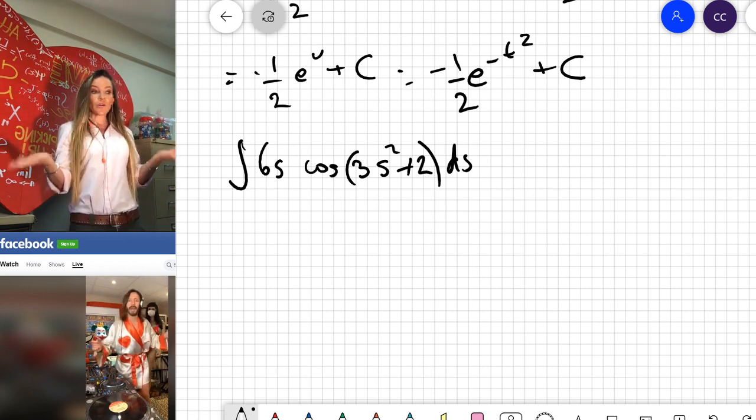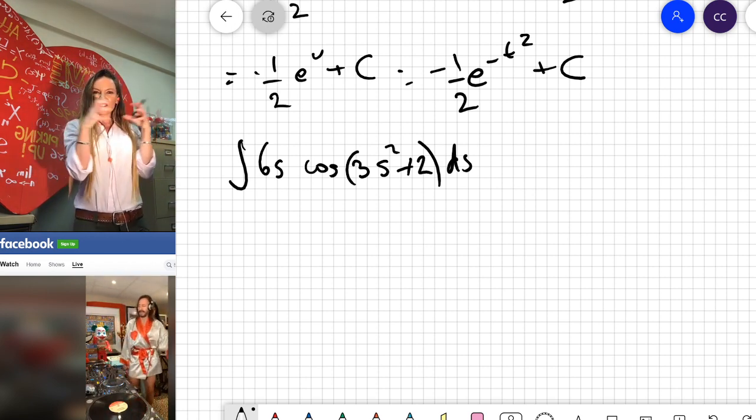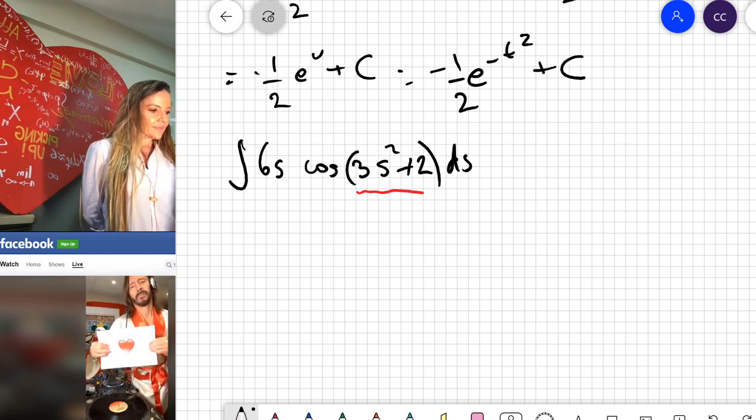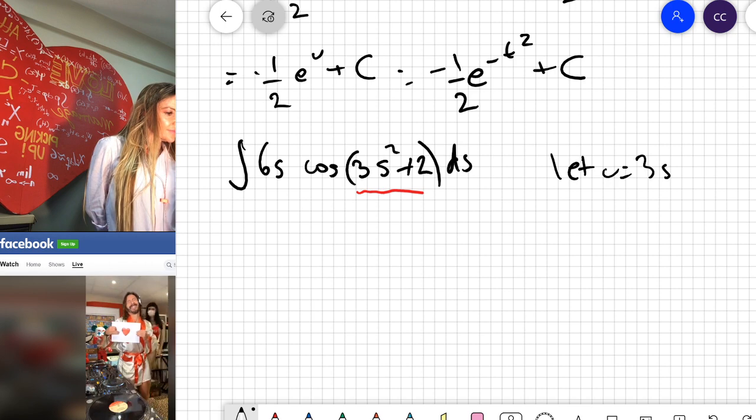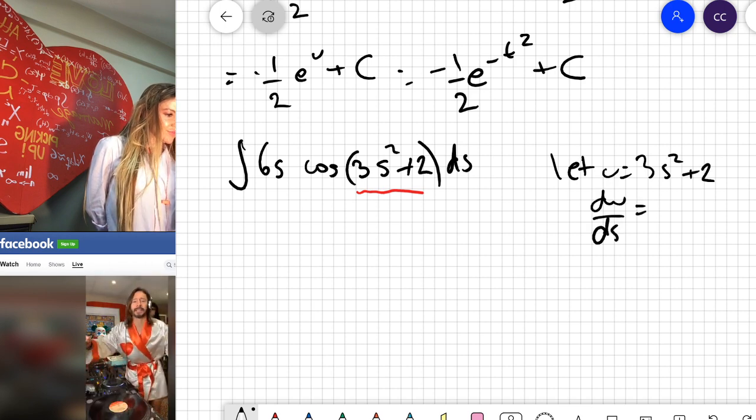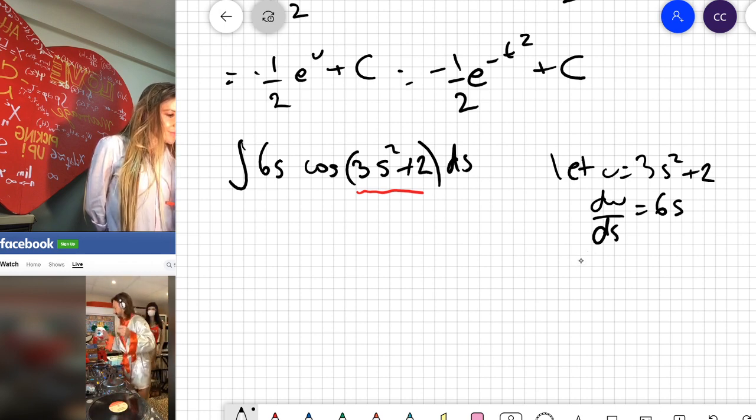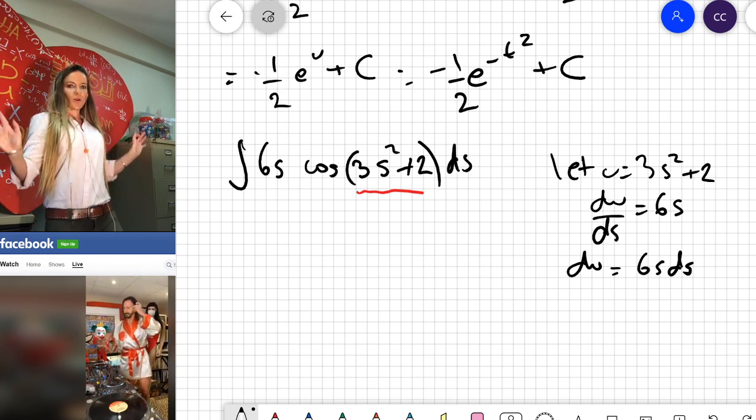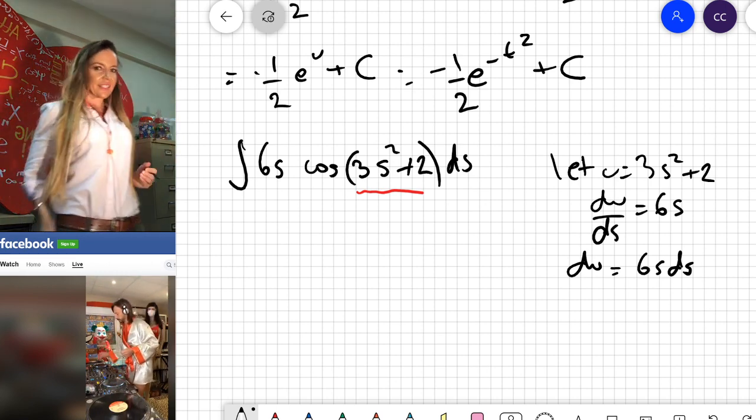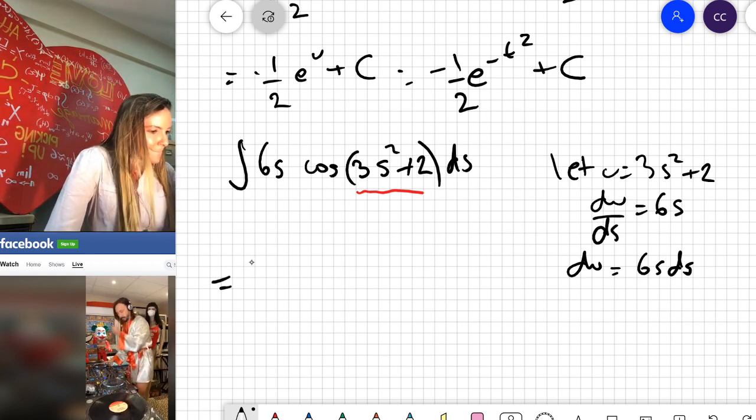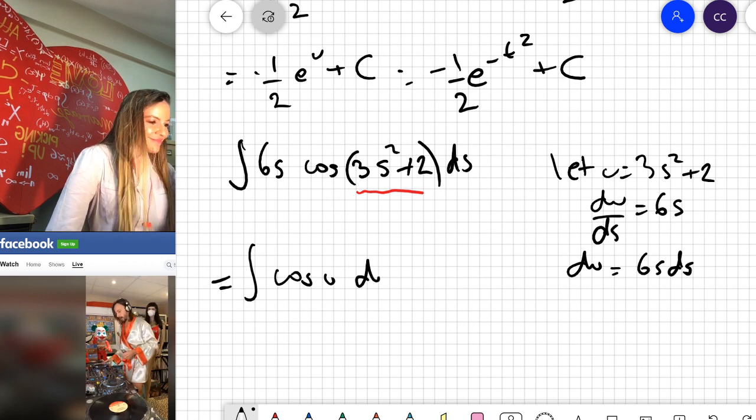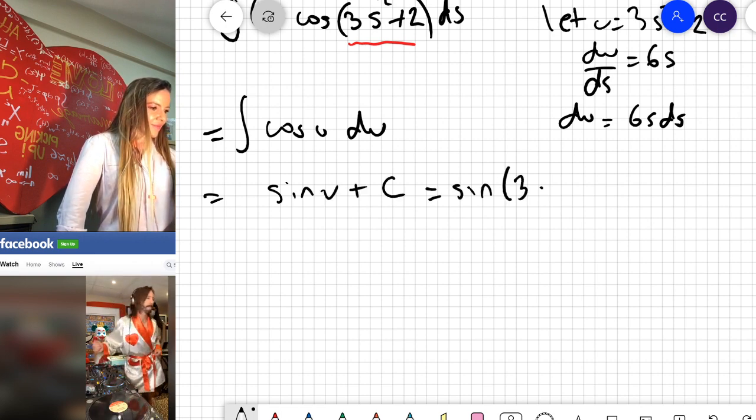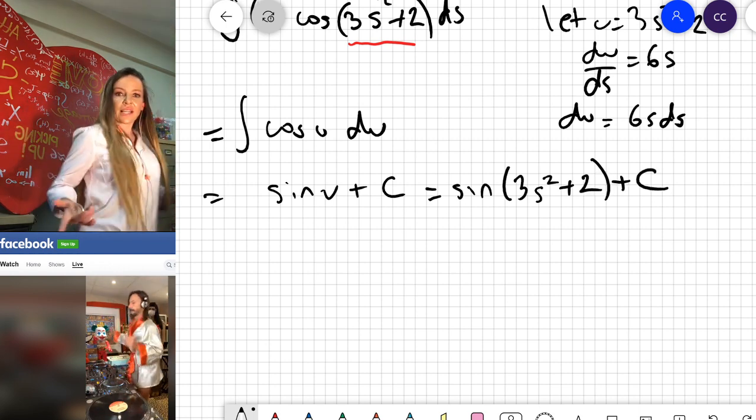Okay, complicated. We know how to integrate cos of x. Now we've got cos of something complicated. Look for its derivative. I mean, yes, it's not a fraction, but this is what mathematicians do around the world. We all separate it out because it helps your eyes see the pattern. Done.